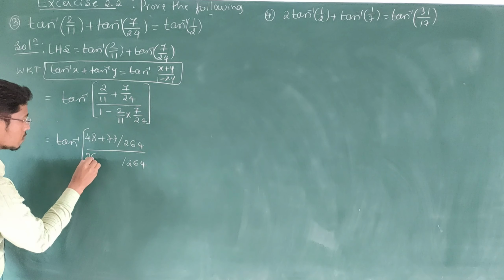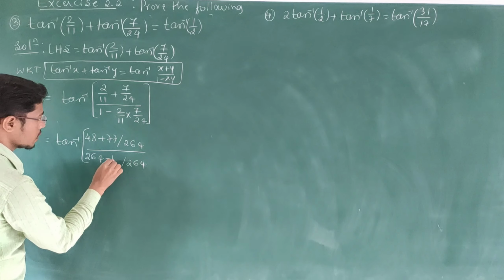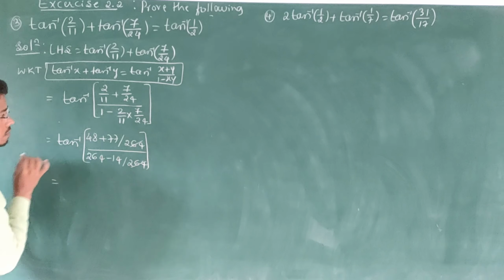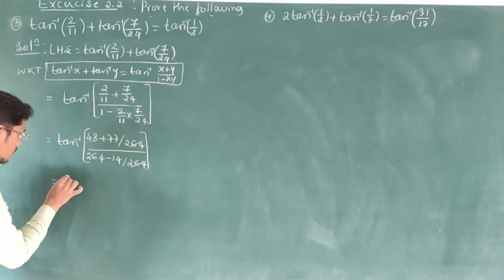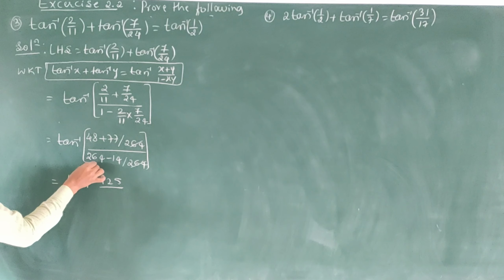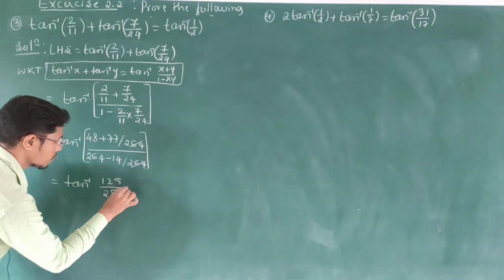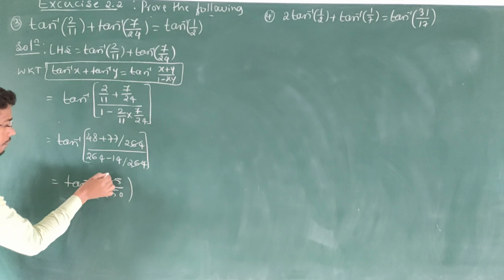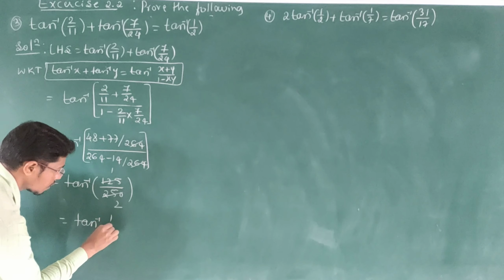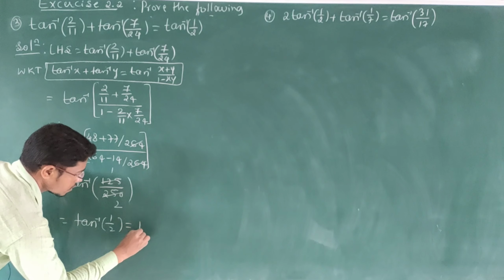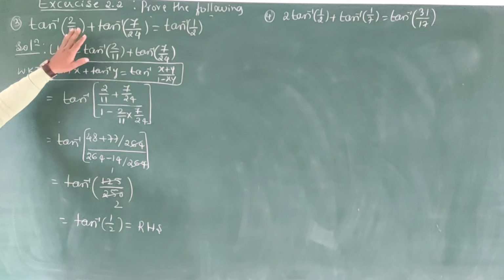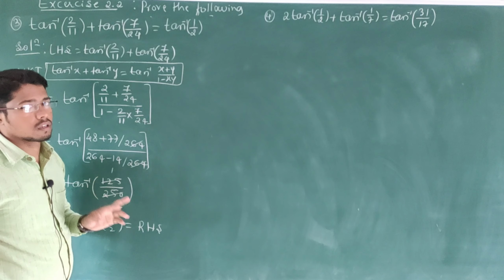264 into 1 is 264, 2 into 7 is minus 14. So this is equal to 264, 264 get cancelled. 48 plus 77 is 125. Next, 264 minus 14 is 250. So 125 ones are 125, twos are 250, this is equal to tan inverse of 1 divided by 2. This is equal to the RHS, the required result. Alright, very important problem for 2 or 3 marks.